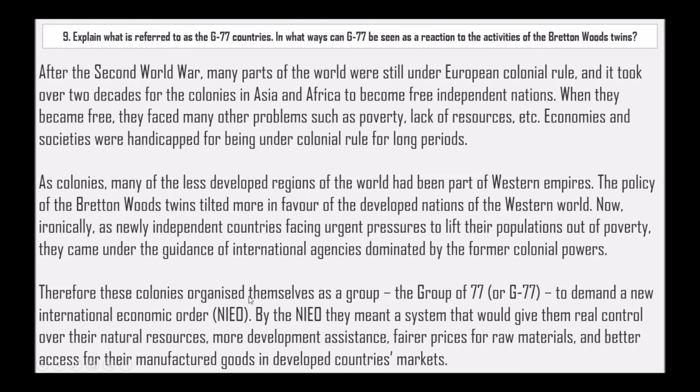Therefore, many colonies organized themselves as a group, the Group of 77 or G77, to demand a new international economic order. By this, they meant a system that would give them real control over their natural resources, more development assistance, fairer prices for raw materials, and better access for their manufactured goods in developed countries' markets.